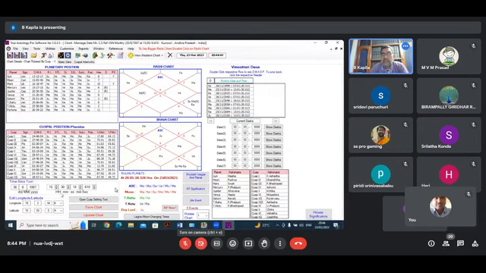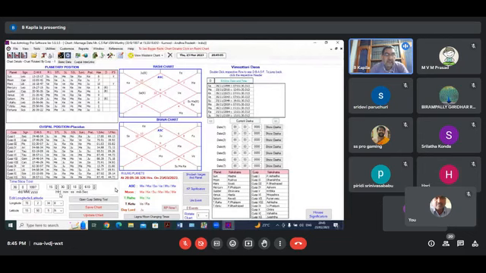So the appearance of 7, either at the involvement level or at the commitment level, is very, very important. Without the involvement or commitment of 7, the event of marriage cannot happen. So that is one important point.